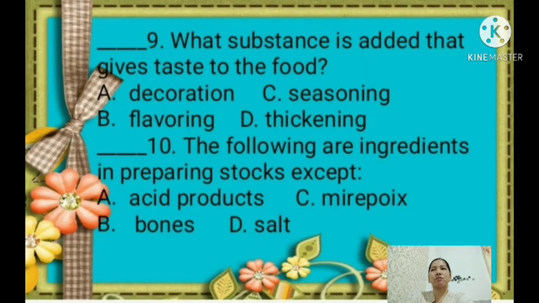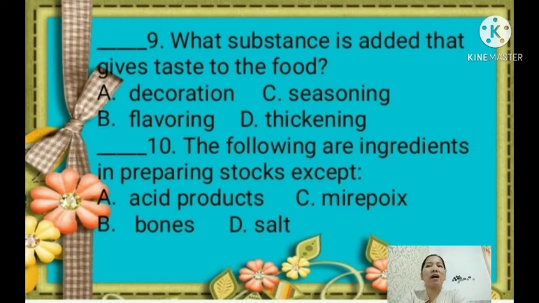Number 9. What substance is added that gives taste to the food? A. Decoration. B. Flavoring. C. Seasoning. D. Thickening. What substance is added that gives taste to the food? A. Decoration. B. Flavoring. C. Seasoning. D. Thickening.